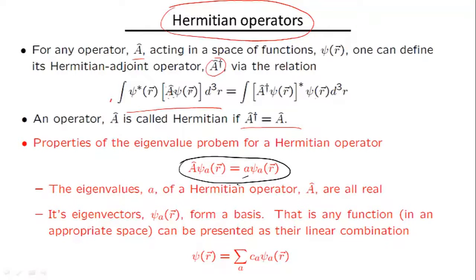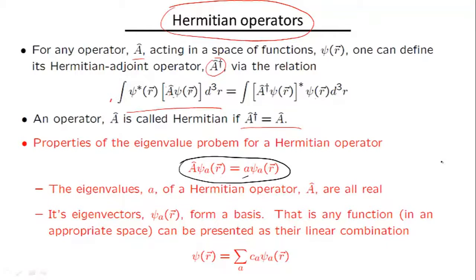So what I'm saying here is that if we want to describe physically reasonable quantities, we want these operators to give rise to real eigenvalues. This would make sense. And the Hermitian operators have exactly this property. So the eigenvalues of Hermitian operators are all real.